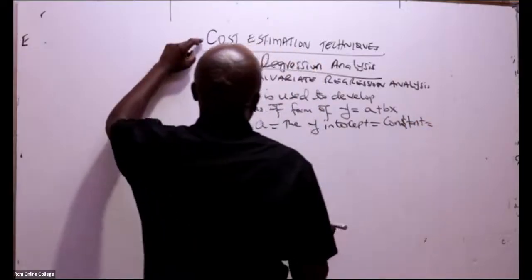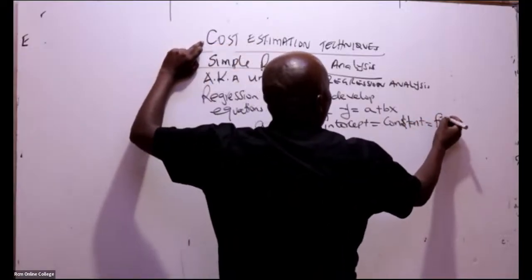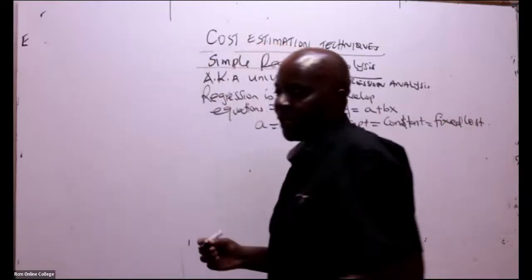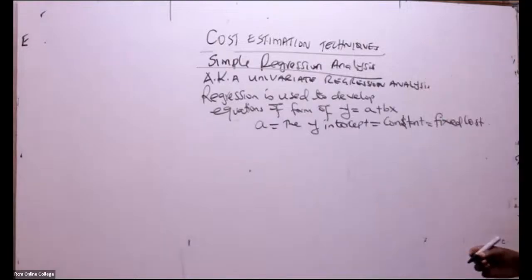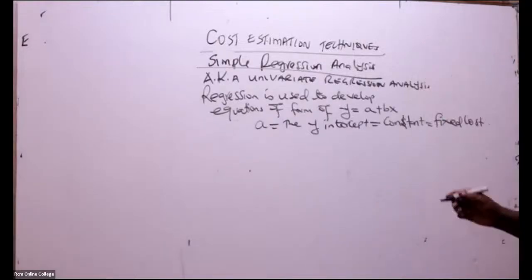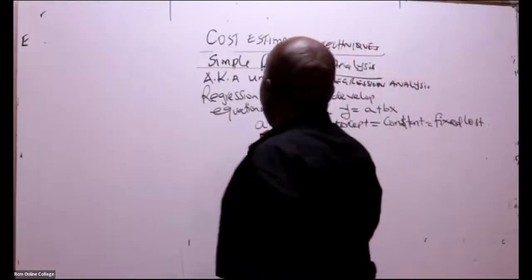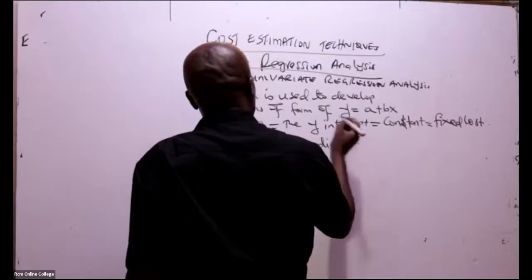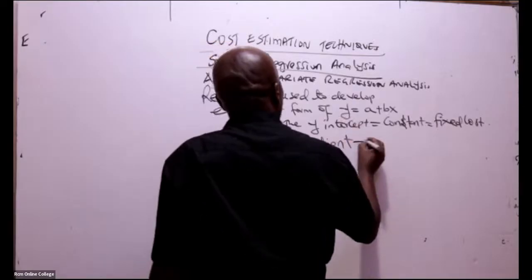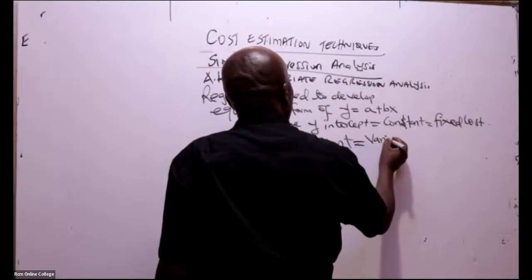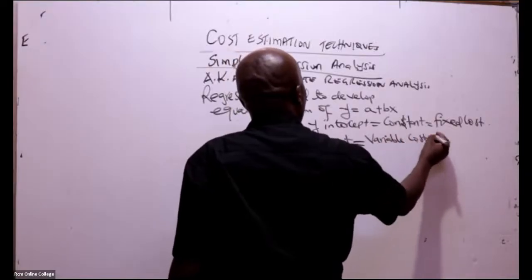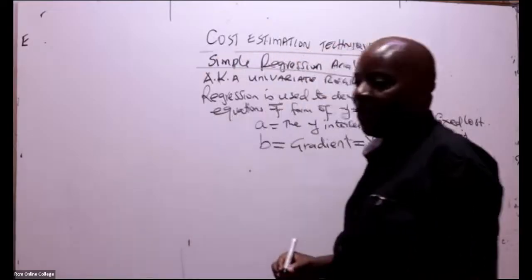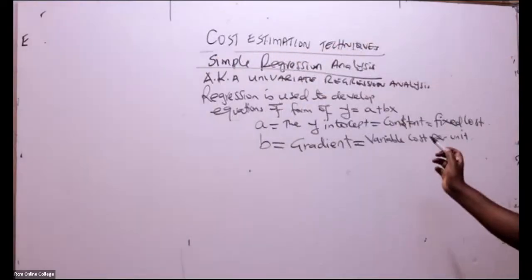In terms of cost estimation, this will be fixed cost. That is A. And then we have B, which is the gradient. The gradient will be our variable cost per unit. So let me know whether you great ninjas have been able to write up to here.